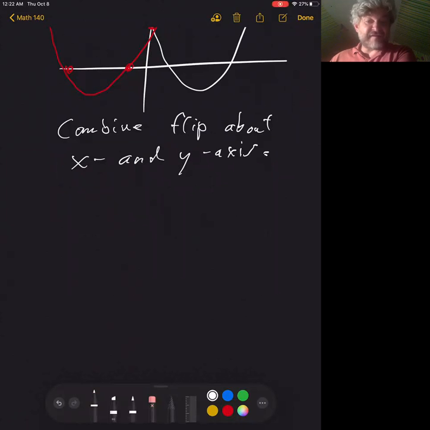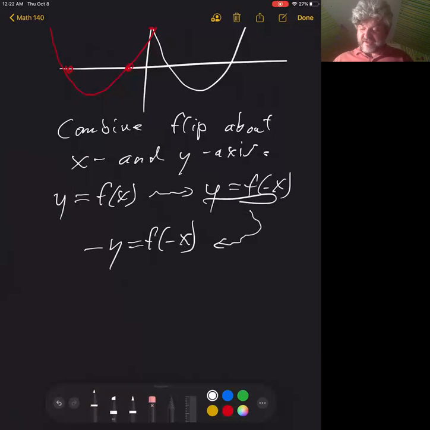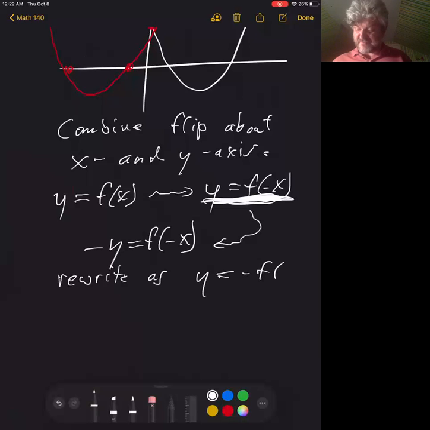Well, as an equation, it's actually easy. You just need to start with your y as f of x. Then you flip it about the y-axis first. Okay, fine. y is f of -x. And then you flip it about the x-axis. You get -y is f of -x. You're working with that second function, and you just put an extra negative sign in front of the y, which we can rewrite as y is -f of -x.